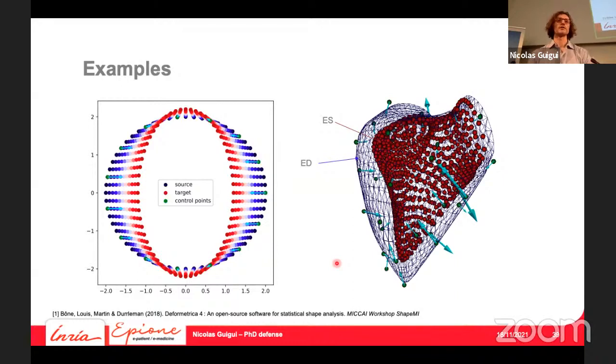So green points are the control points, and the blue arrows are the momentum vectors. As you can see, they're a bit noisy, but once convolved by the kernel, they are more coherent, and they can be used as descriptors of the deformation of that patient during the contraction.